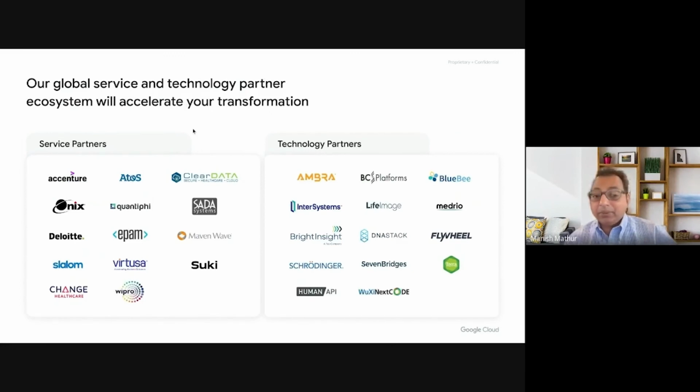These are our service partners, which we work very closely with. As I said before, we are looking to partner. Again, the data belongs to the customer, data belongs to the patient, and we work with your clients and customers to make sure that all those protocols are followed.